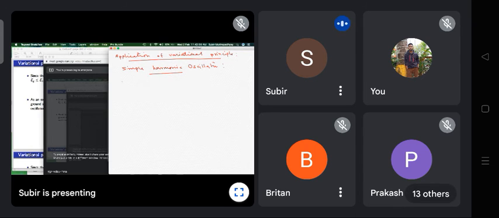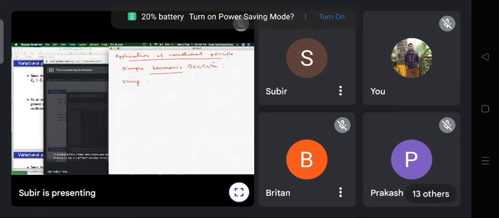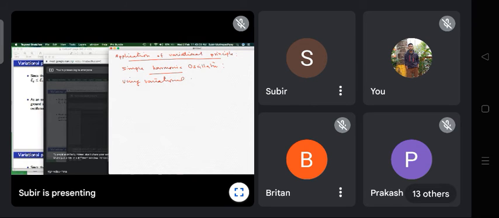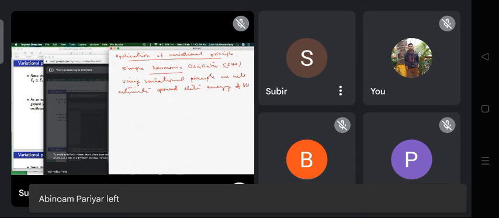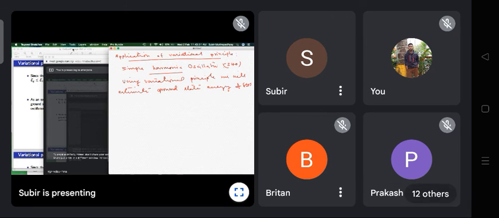So using the variation principle, we will estimate the ground state energy of the simple harmonic oscillator. Let's see how to do that.